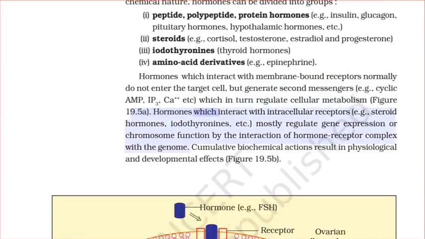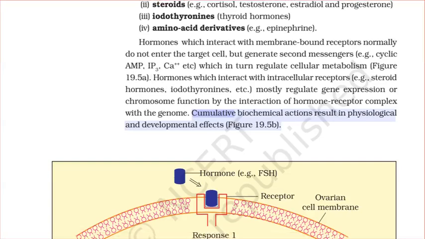Hormones which interact with intracellular receptors, for example, steroid hormones, iodothyronines, etc., mostly regulate gene expression or chromosome function by the interaction of the hormone-receptor complex with the genome. Cumulative biochemical actions result in physiological and developmental effects.